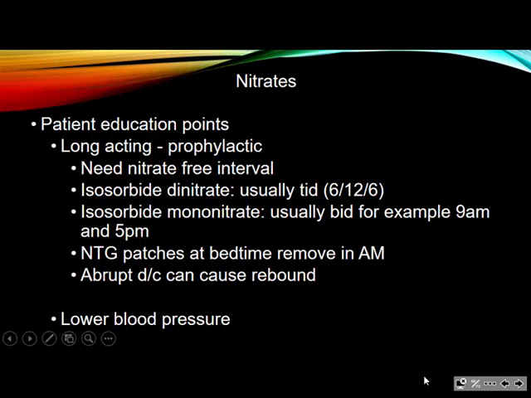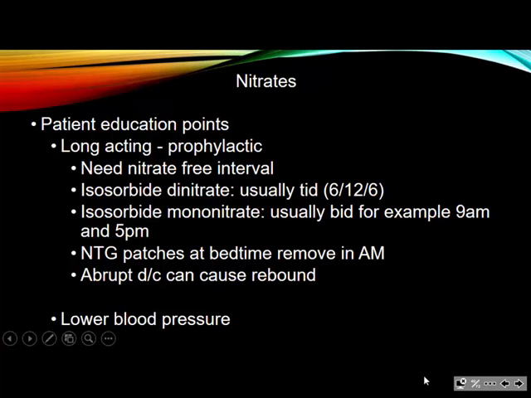and 5 p.m. So one of the things, if you look back to your slides that you just saw, is that sometimes, if people have really difficult to control chest pain or angina, we'll have them take the mononitrate formulation, which you usually think of once a day, but we can even have them dose it twice a day as long as they take it at 9 and 5 and have that 10 to 12 hour nitrate-free interval.